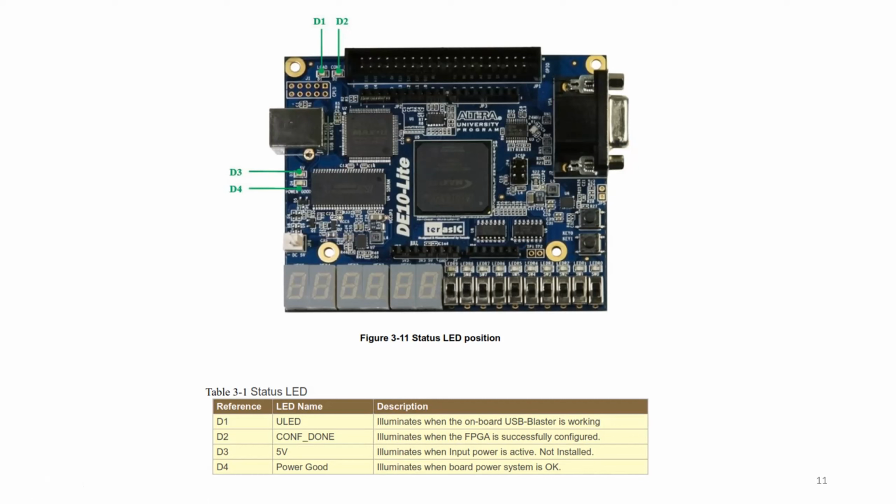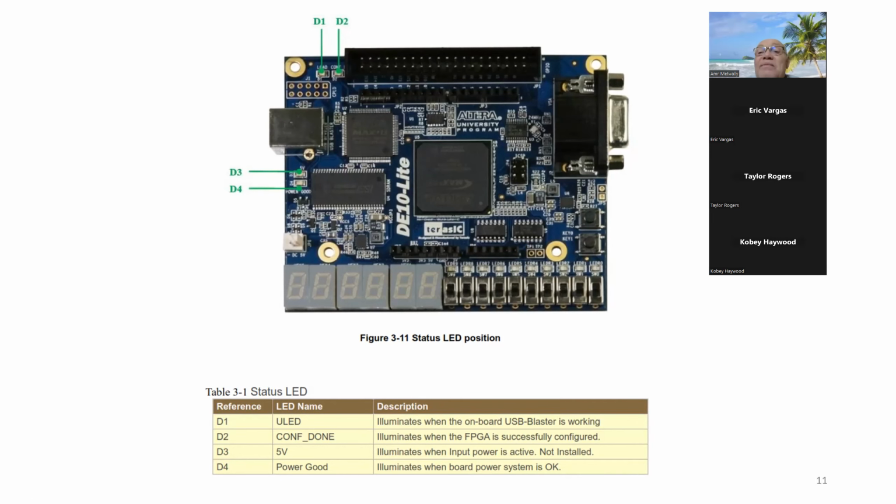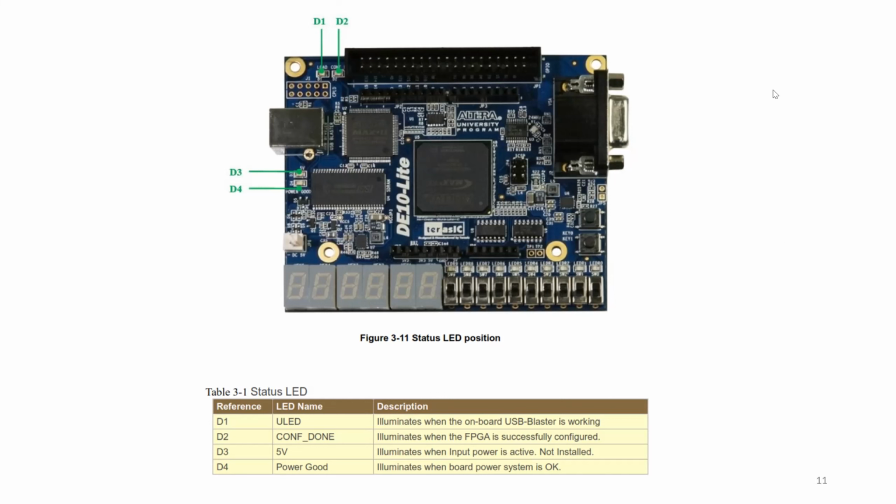Kobe, would you please read the second one? So D2 conf done illuminates when the FPGA is successfully configured. Okay. Thank you very much. Taylor? D3 and D4? D3 lets you know if power's on. D4 is the power good when the system is okay, power system. Okay, so we have testing. If it is tested good, we can proceed. Okay, thank you.